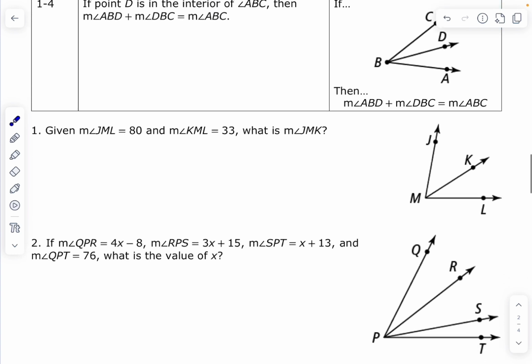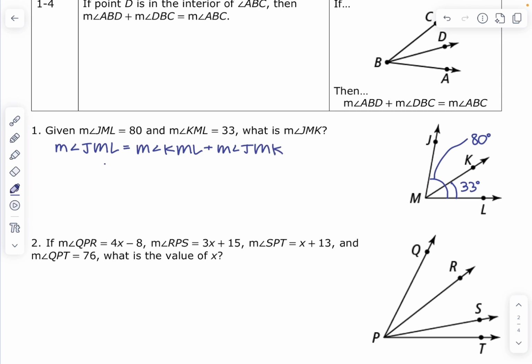Let's practice using that. It says that given that the measure of angle JML is 80, I'm going to label this as we go. This angle is 80 degrees. And the measure of angle KML is 33 degrees. What is the measure of angle JMK? So we know based on the angle addition postulate that the measure of angle JML is equal to the measure of angle KML plus the measure of angle JMK.